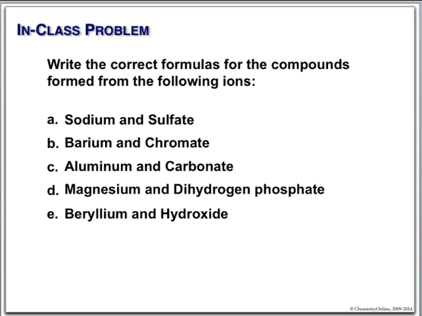Sulfate, we know, is a -2 polyatomic ion. We look it up and it's SO4, -2. Sodium, group 1, is +1. We simply have sodium and sulfate, putting them together as Na2SO4.